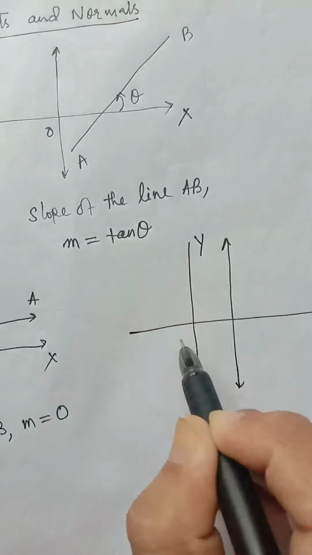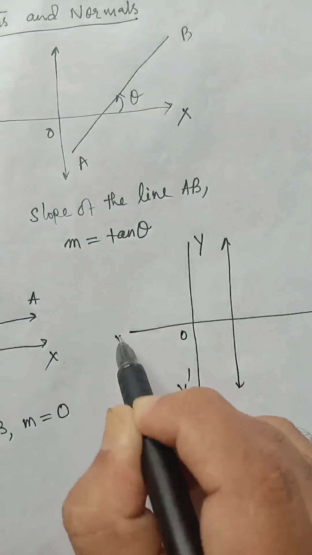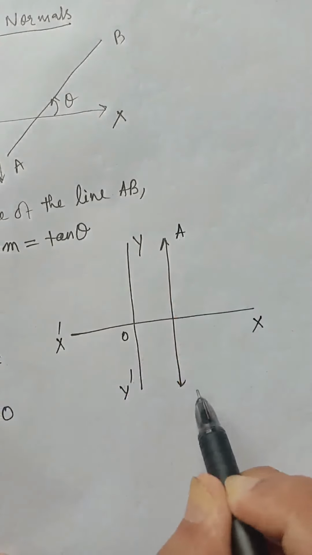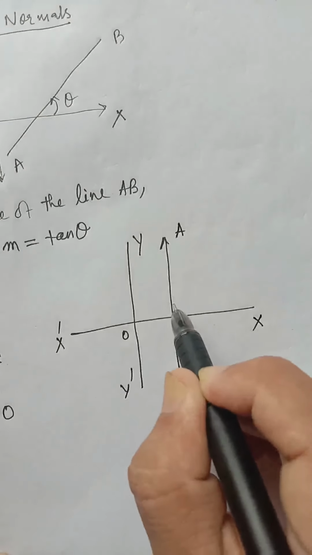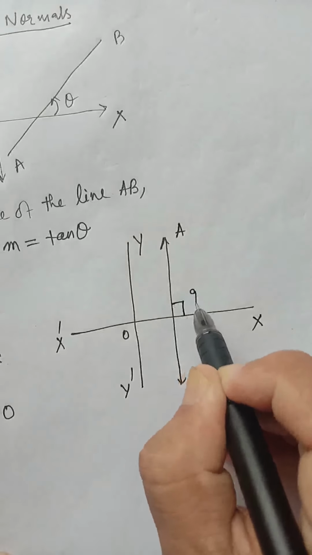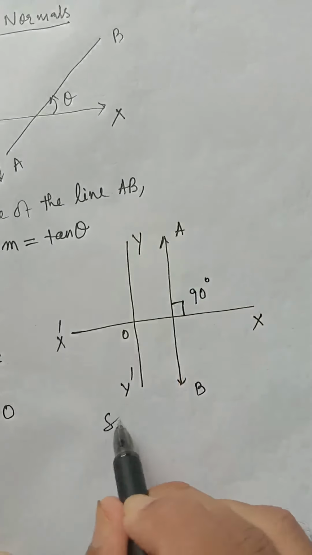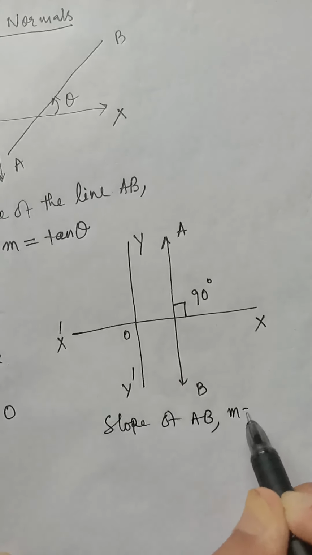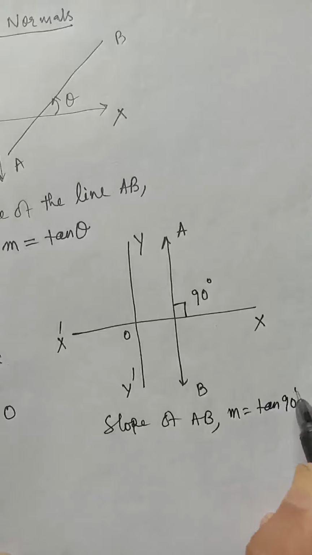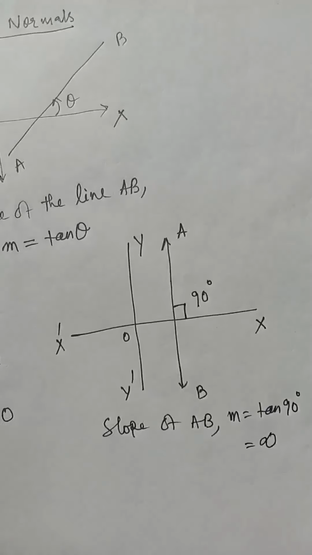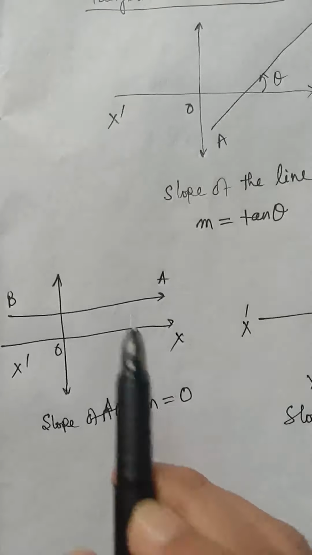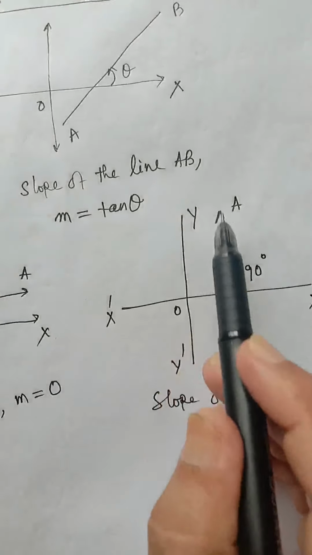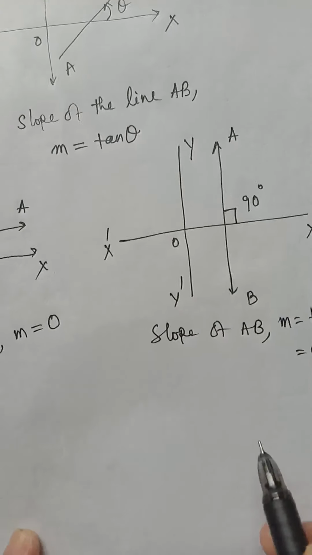Again, if a straight line is parallel to y-axis, suppose this is the y-axis, y o y dash, x o x dash. Suppose the line AB is parallel to y-axis. Now clearly AB makes an angle 90 degree with x-axis and the slope of AB, m equal to tan 90 degree, is undefined. So if a line is parallel to x-axis, its slope is 0. If the line AB is parallel to y-axis, its slope is undefined.